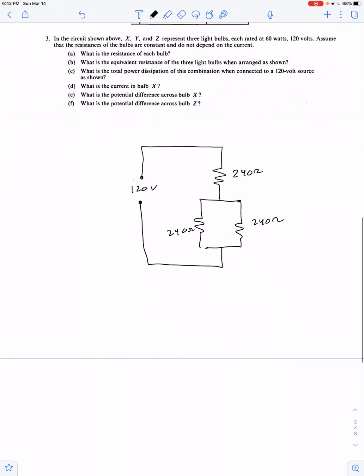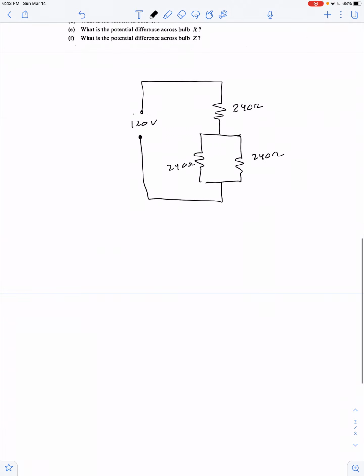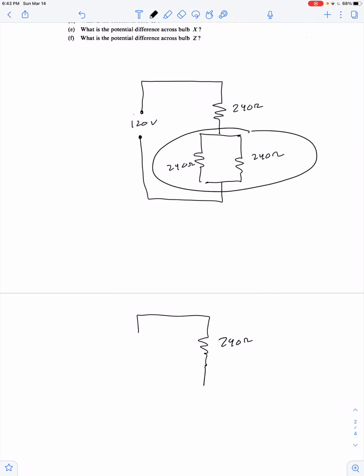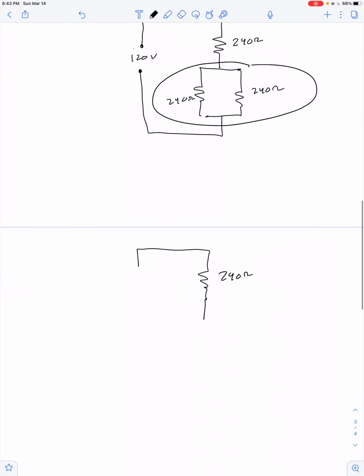All right. So an equivalent circuit would be a single 240 ohm resistor connected in series with the equivalent of two 240s in parallel with each other, which I think you know by now would act like 120 ohms.